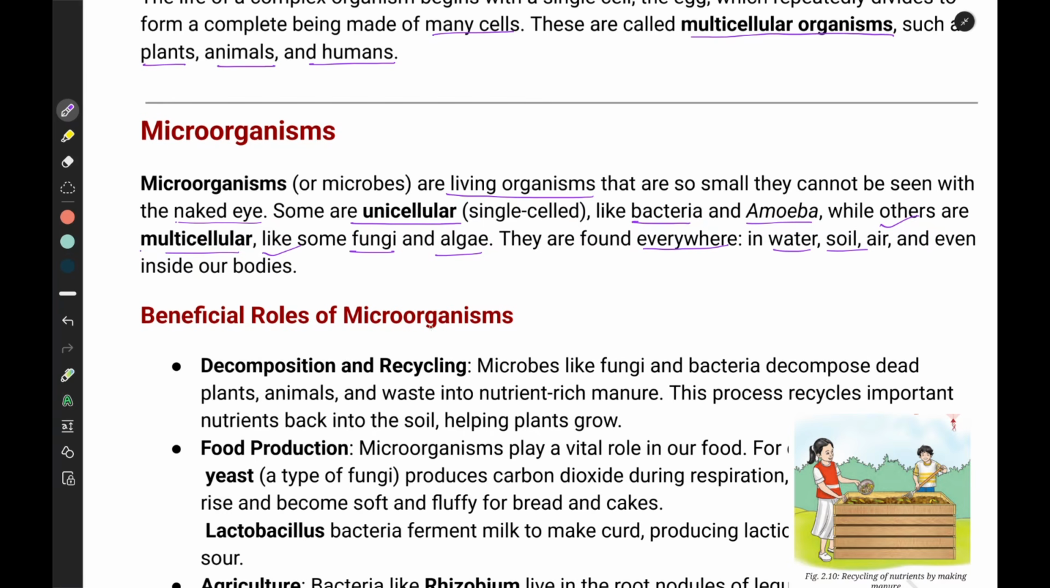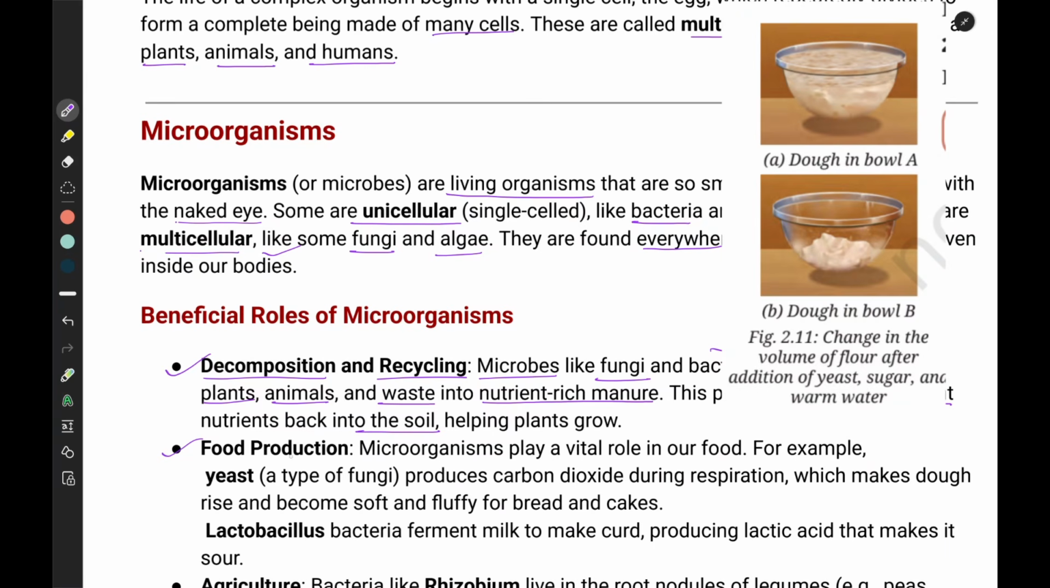Beneficial roles of microorganisms. Decomposition and recycling. Microbes, like fungi and bacteria, decompose dead plants, animals, and waste into nutrient-rich manure. This process recycles important nutrients back into the soil, helping plants grow.